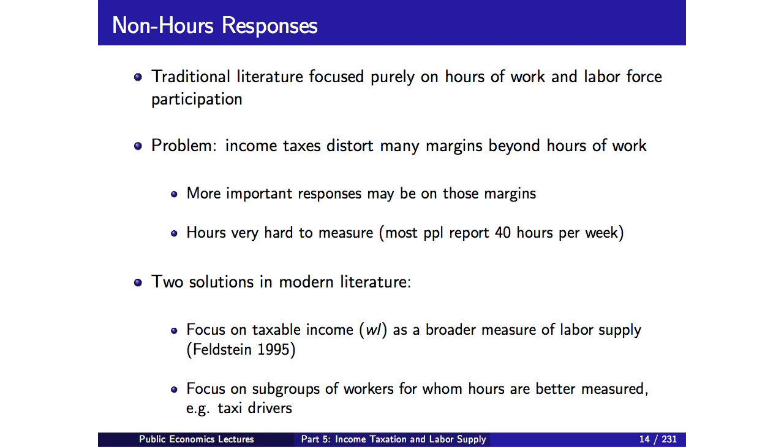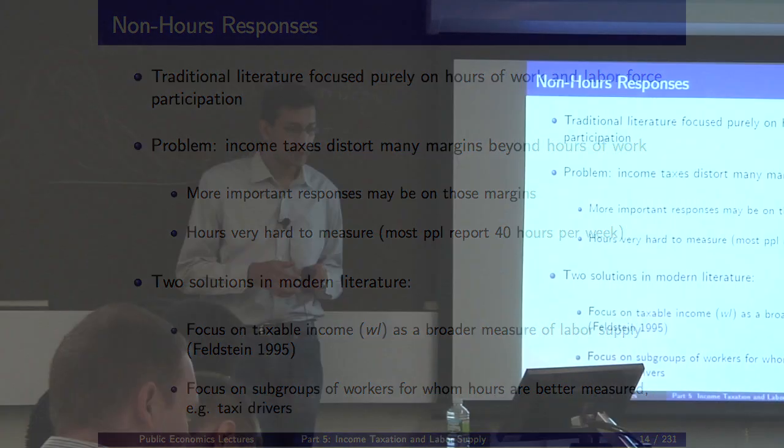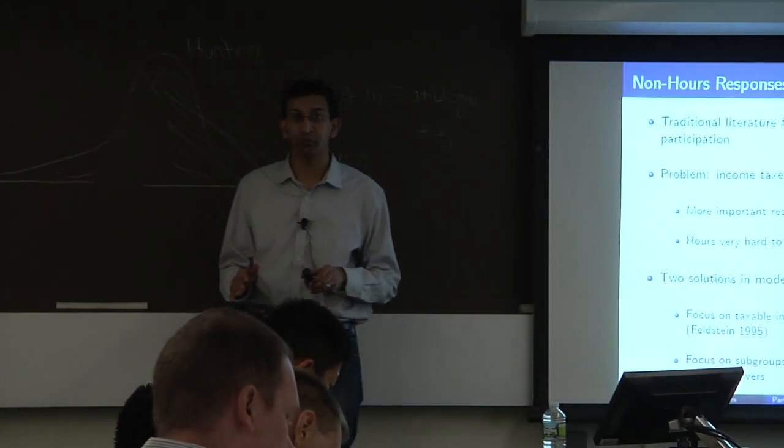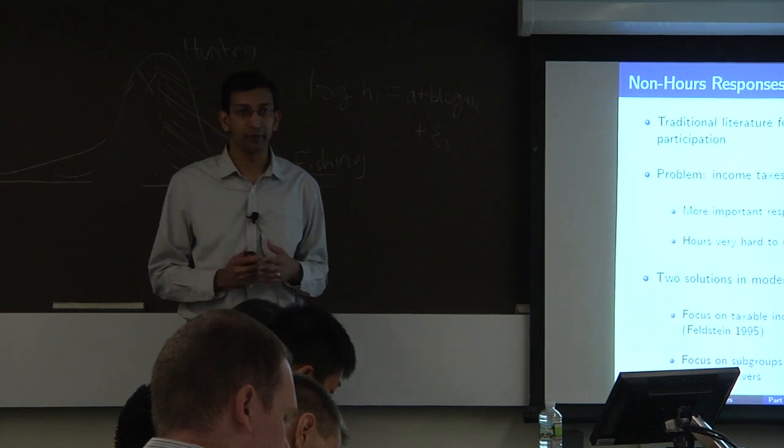So there are two solutions in the modern literature, which we'll talk about in more detail. We talked about the logic of the Feldstein result in the context of deriving a sufficient statistic formula. We'll talk about the empirical work in this part of the class on taxable income. So, right, one idea is to use taxable income as a broader measure of labor supply instead of just hours of work. The second approach, which I'm not going to spend a lot of time on in this class, but actually is quite active as a literature, is focusing on subgroups of workers for whom hours are better measured.